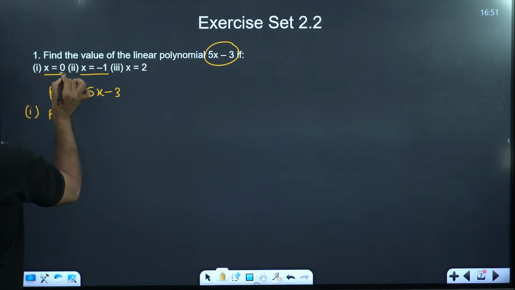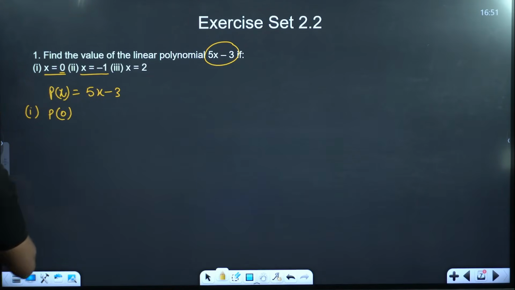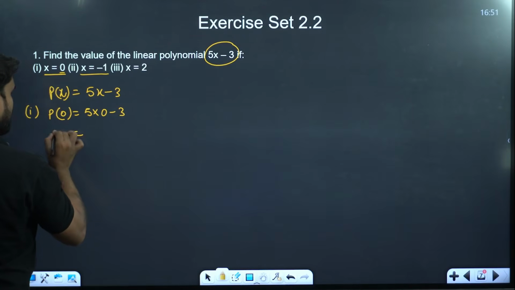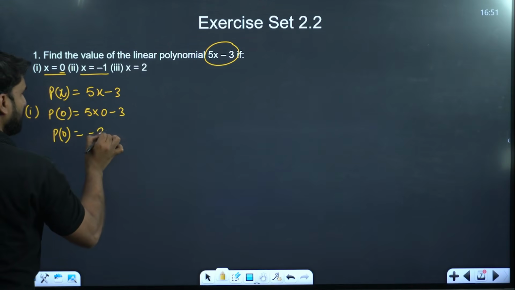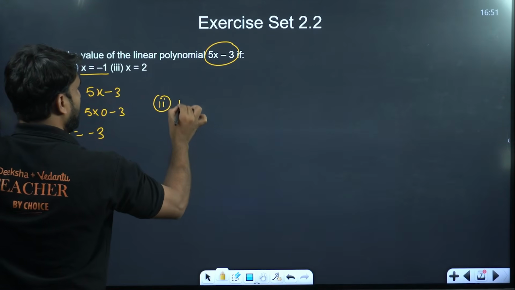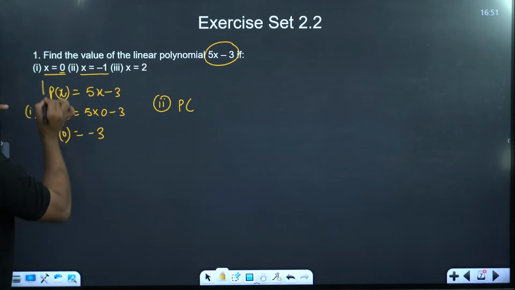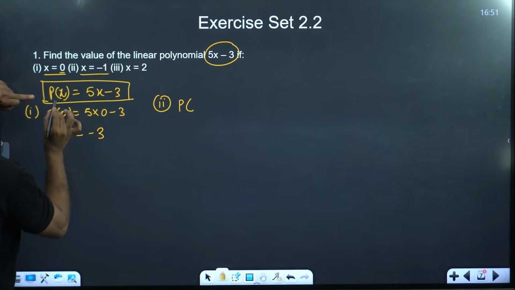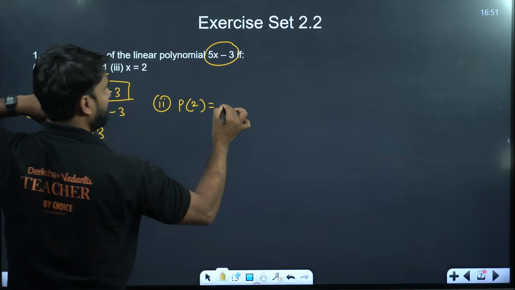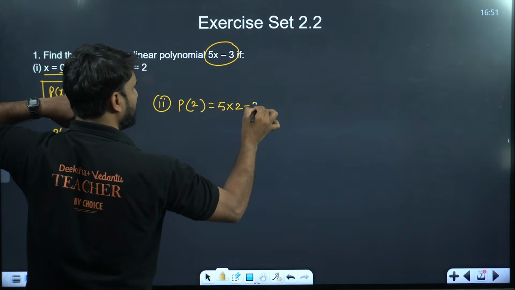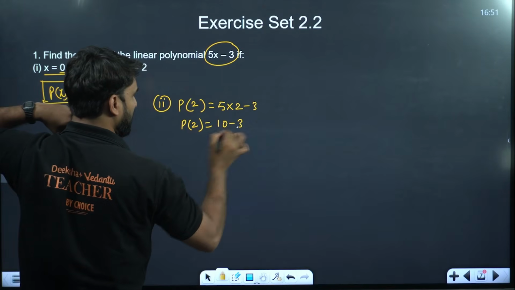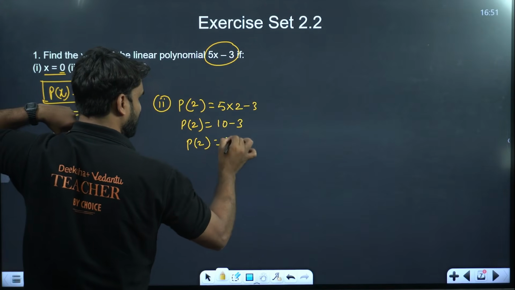First question: we have to put x as 0. So in place of x we put 0. So 5 into 0 minus 3. So at 0 this polynomial gives the value minus 3. Now the second question, p(x) is the general format. Now we put 2 in place of x. So we can write 5 into 2 minus 3. So p(2) will be equal to 10 minus 3. So p(2) is equal to 7.